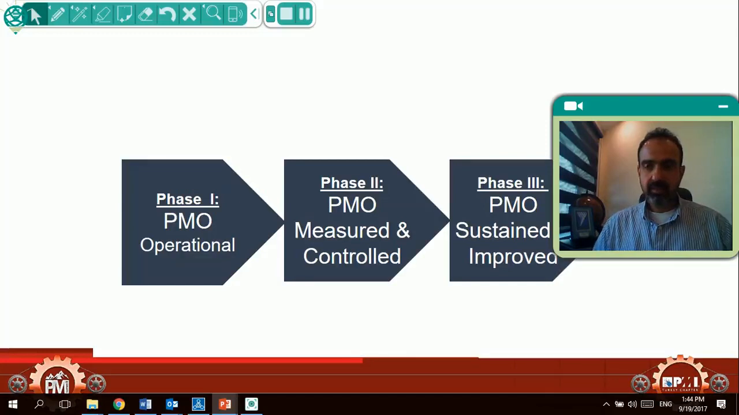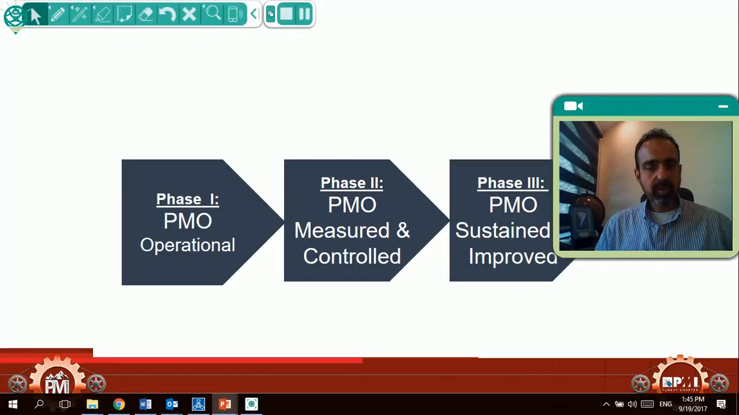We talked about phased implementation. So what are the phases we should go through for the PMO to succeed? There are different ways to do it, but I'll show you one of the ways that I have seen work very nicely, which is to start with getting the PMO operational in phase 1. So the goal is to get a PMO operational.